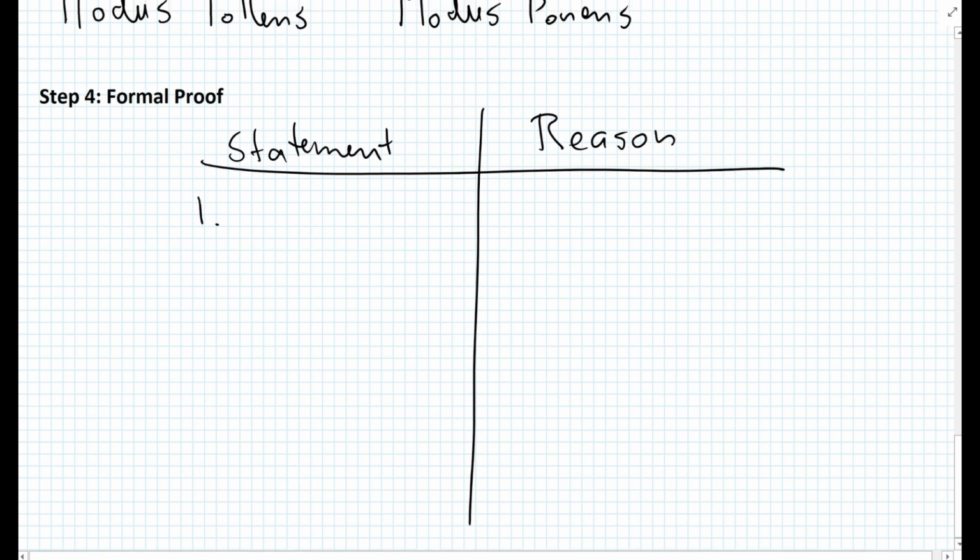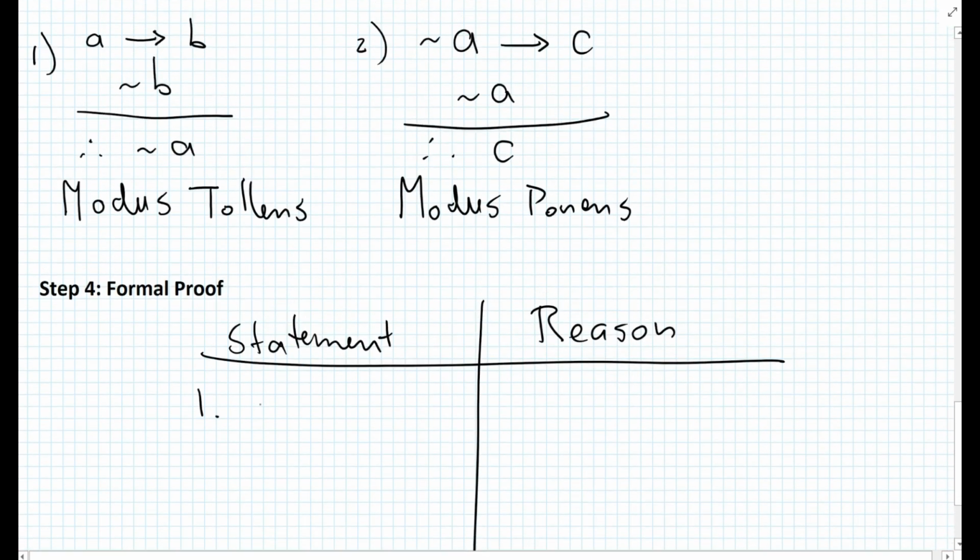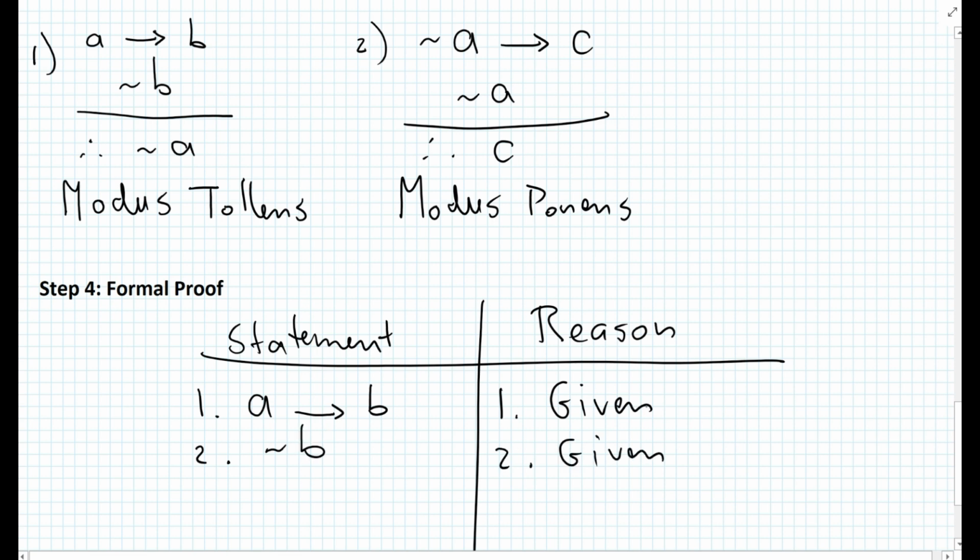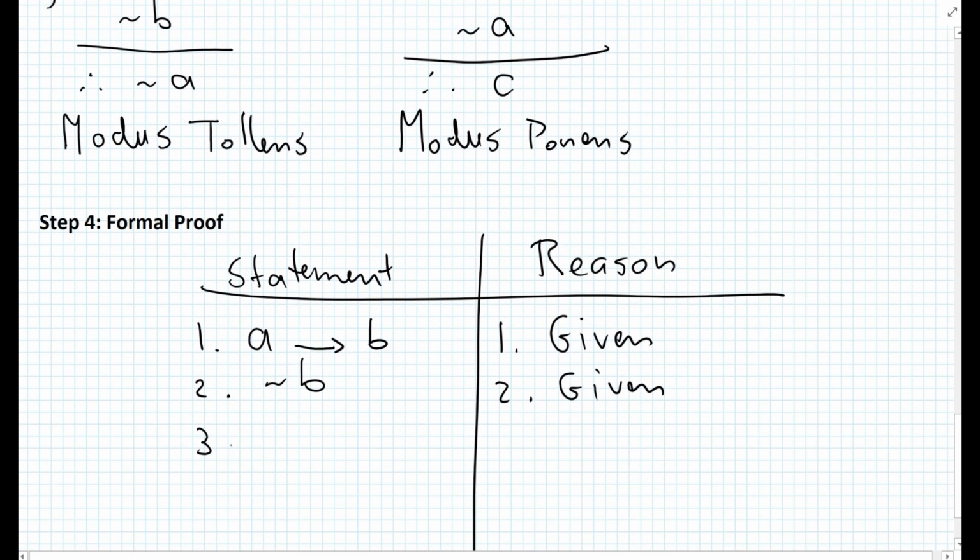All right, so for number 1, and we look at the steps. First, we wrote if A, then B. Okay, so that was a given. The second step, as you can see here, we had not B. So that's also a given. And then as a third step, we concluded that not A must be true.